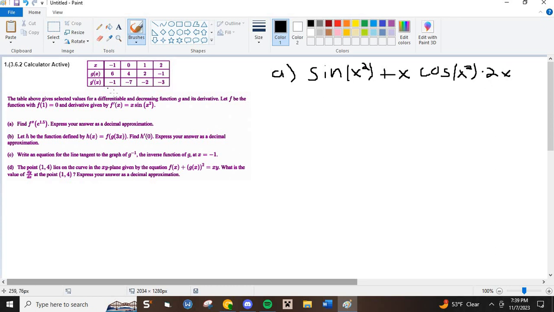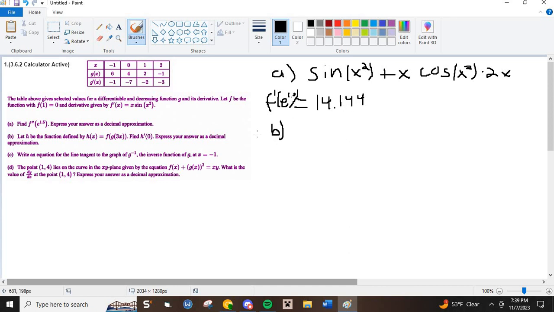And if you use a calculator, you can plug e to the power 1.5 into here, or you can just plug the original equation into there, which is just going to be equal to f double prime of e to the power 1.5, which is just going to be equal to 14.144.